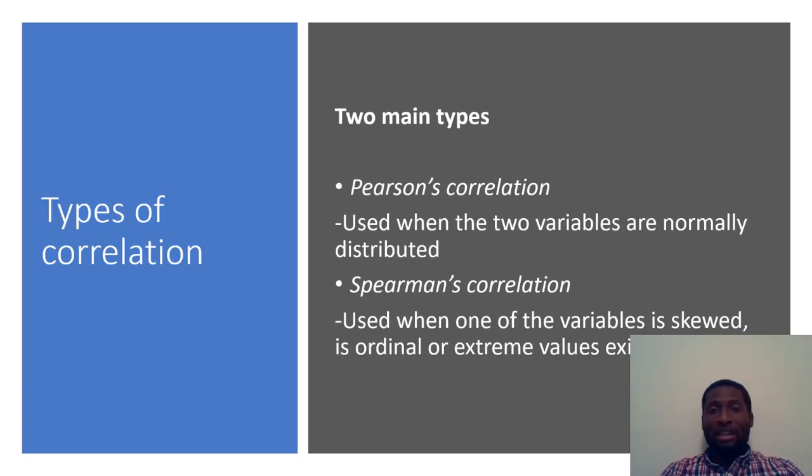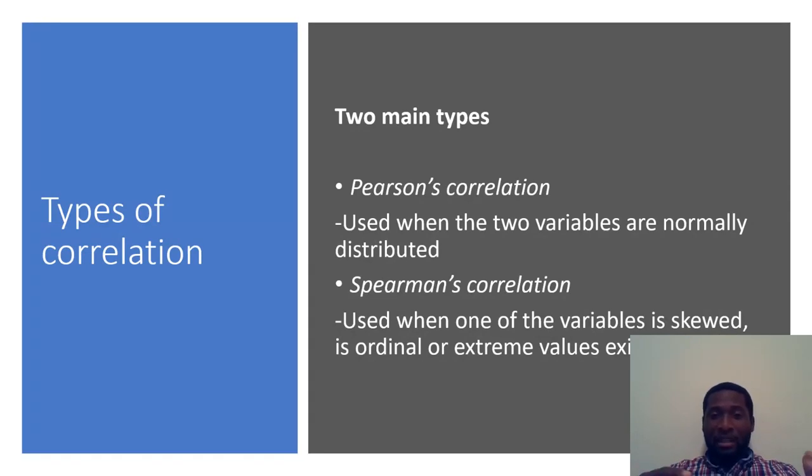So again, we have two main types of correlations that you're going to encounter out there, or that you'll be called to use. You have your Pearson's correlation and your Spearman's correlation. Pearson's correlation is used when your two values are normally distributed. So if you have values that would follow that nice symmetrical bell curve, and there are other tests that you can run to make sure that the data you're looking at is normally distributed. I'm not getting into that in this video.